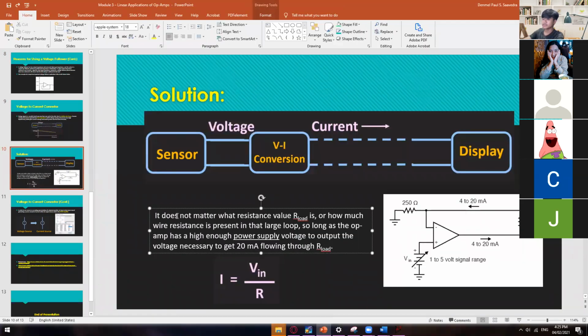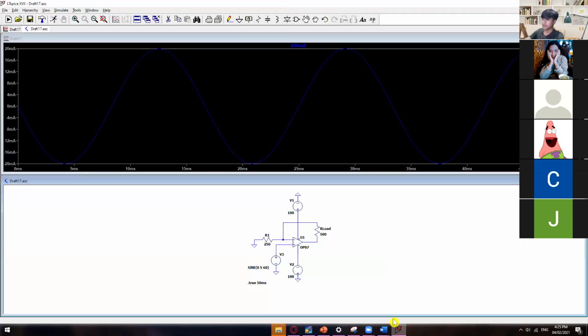So as you can see, it does not matter what the resistance value of the load is. As long as you have enough supply on your amplifier, it will give you the maximum output based on your voltage input or voltage source. So 5 volts can provide up to 20 milliamps. Any question or clarification so far regarding the voltage to current converter?